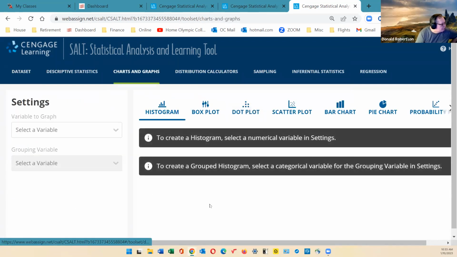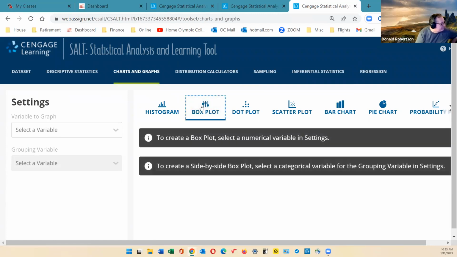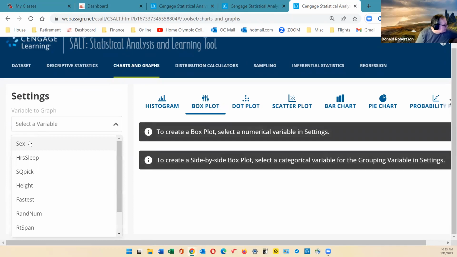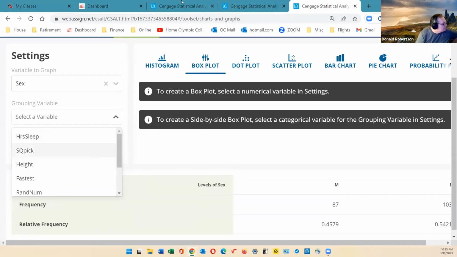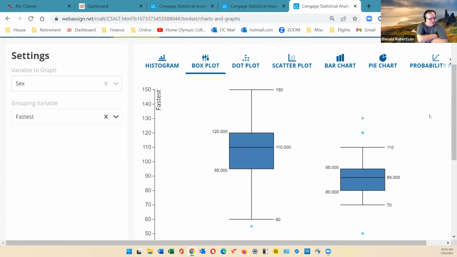I'm going to go charts, and I'm going to go box plot, and I'm going to select a variable, and I believe it was sex. And oh dear, I better go back to the question to find out what. Oh, it was highest speed, right? Fastest speed. Okay, there we go. Hey, it does it.